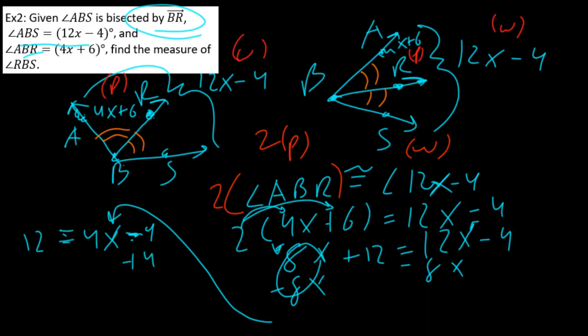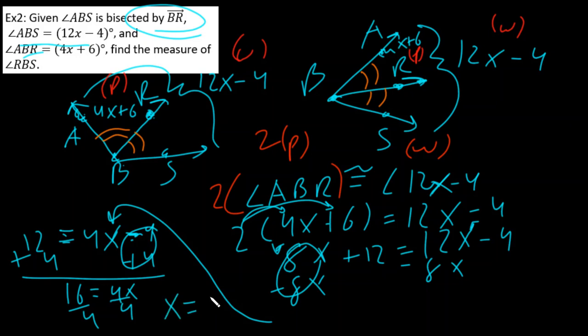Well, we know we're going to add 4 to both sides. And once that's gone, we now have 16 is equal to 4x. And all we have to do is simply divide both sides by 4. And we know 16 divided by 4, well, x is equal to 4.